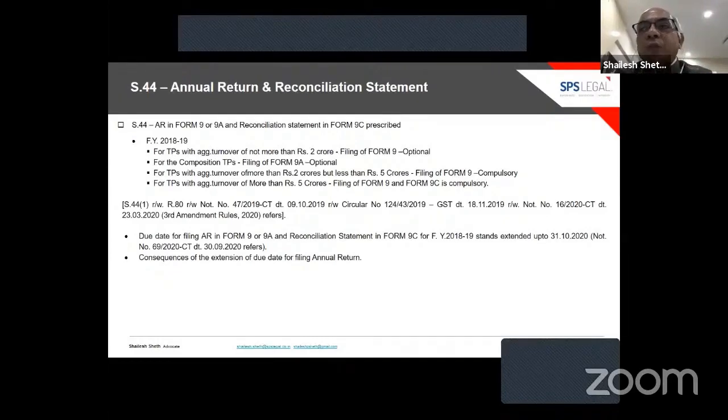It is for the taxpayer to take a call, and for the tax advisor to correctly and professionally advise his client whether he should really file it or not, though it is optional. It may not be advisable to force the taxpayer to file. One has to take a very ethical and moral call on whether I should ask my taxpayer to file the annual return or not when he is below 2 crore. This will apply to composition taxpayers also. So for them, 18-19 is now optional.